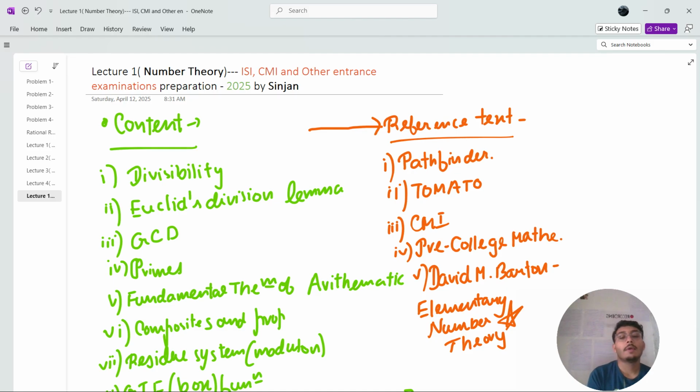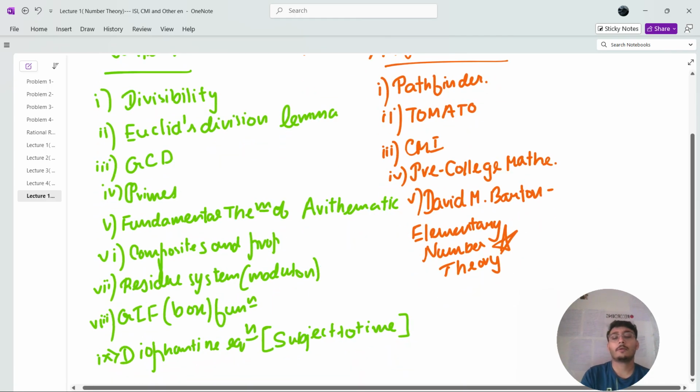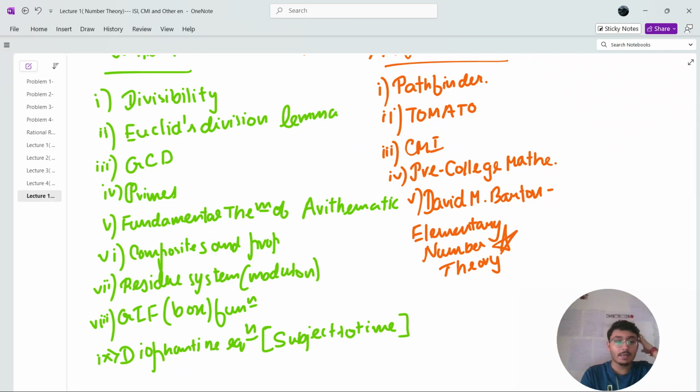So now my content for this chapter, again I'll be taking 2 to 3 lectures, maybe 3 lectures for this. I will be doing it as a crash course. I am assuming that you guys at least know the basics and you have just come here for revision. So I will just be going for revision. I'll be covering these topics. We'll be starting with divisibility today.